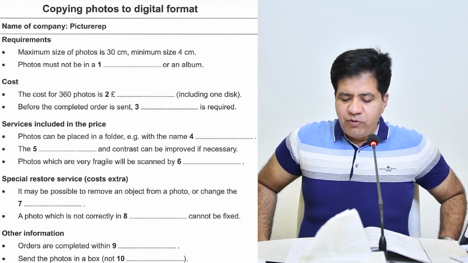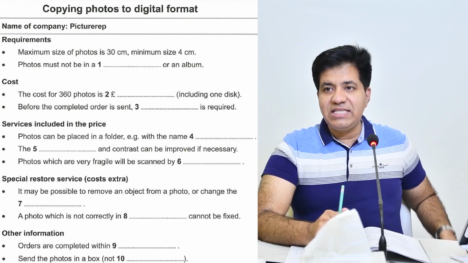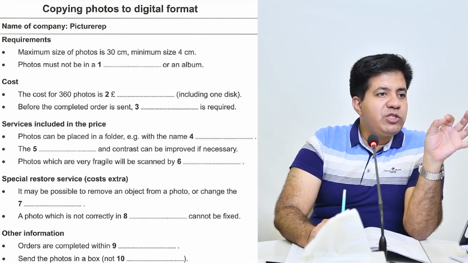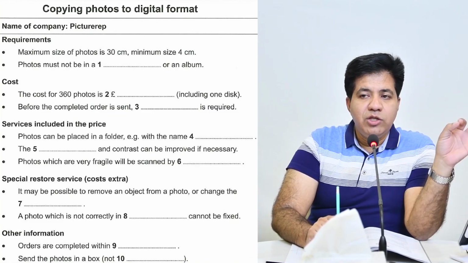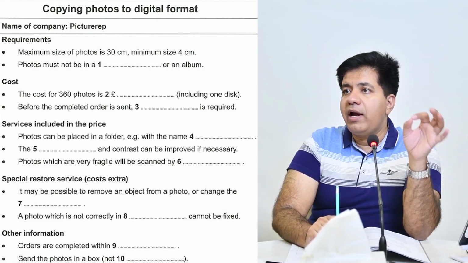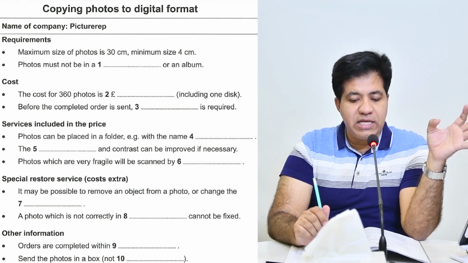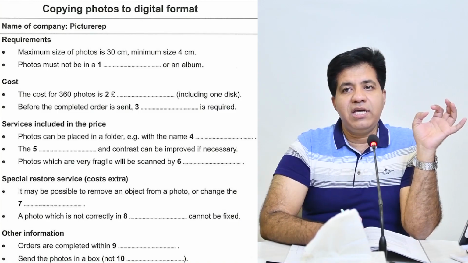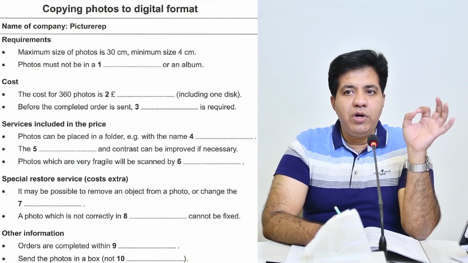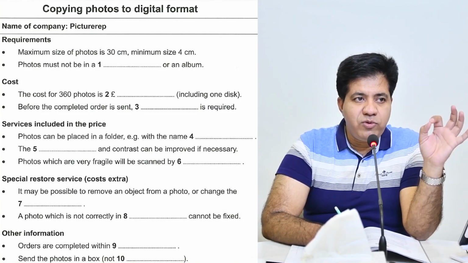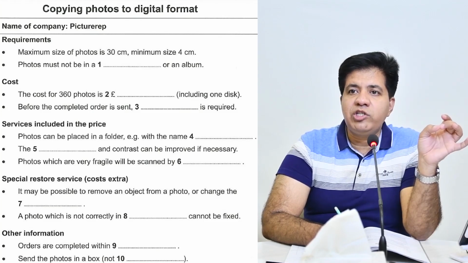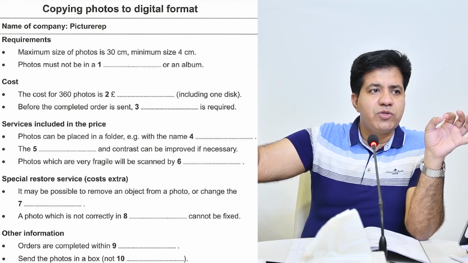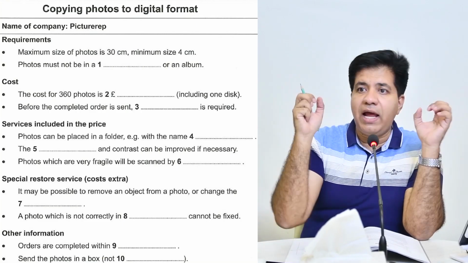Cost. The cost for 360 photos is dash. Can you guys see the sign of pound? It means you don't need to write currency. You will only write the number, only the amount. Currency is already given. And this amount is for 360 photos. For example, if he says we have 2 packages, for 200 photos we will charge £50, and for 360 photos we'll charge you £70, like that. So the answer will be £70. Okay? Make sure you catch the right answer.